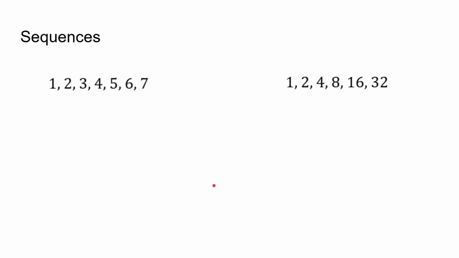Finally, sequences. So sequences are just ordered lists of numbers. So this sequence, we see 1, 2, 3, 4, 5, 6, 7. The pattern might be pretty obvious. Each number is just one more than the previous one, right?